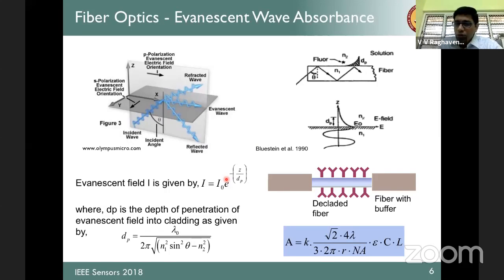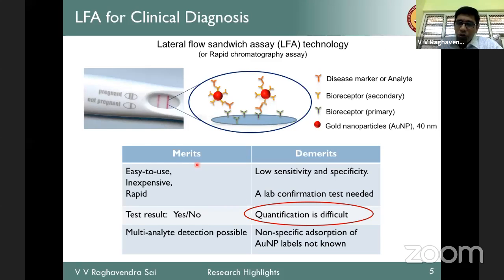So one thing: if you take an optical fiber, how can you make use of an optical fiber for developing a sensor? Why I'm talking about this is, this is a gold nanoparticle. So the idea is, will you be able to use this gold nanoparticle in the same assay, but detect these gold nanoparticles more efficiently?